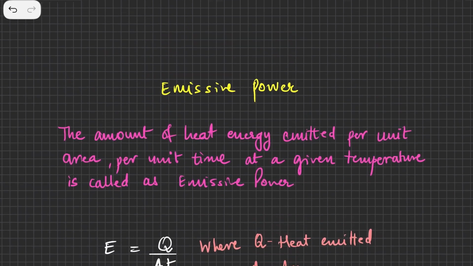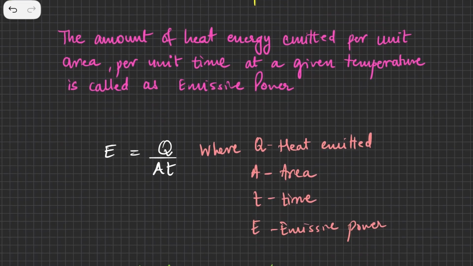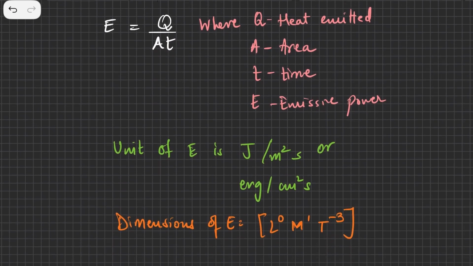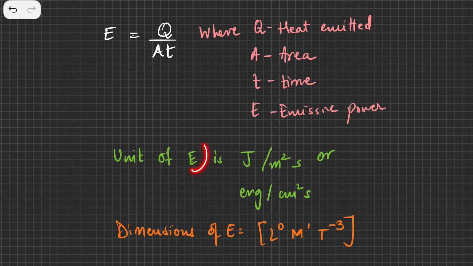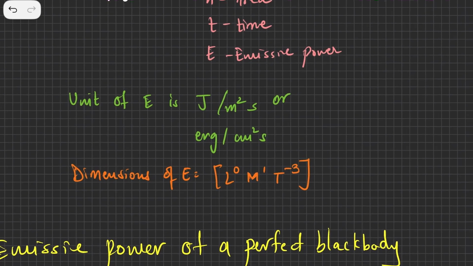So let's say we have a body that is emitting some heat energy, then this amount of heat energy is Q, the area of that body is A, and T is the time. Okay, that's pretty simple. The unit of E, that is emissive power: energy's unit is joule, area's is meter square, and time's is second. So joule per meter square second, or in the CGS system, erg per centimeter square second. That would be the unit of emissive power.